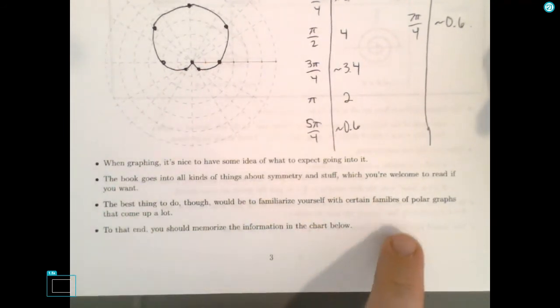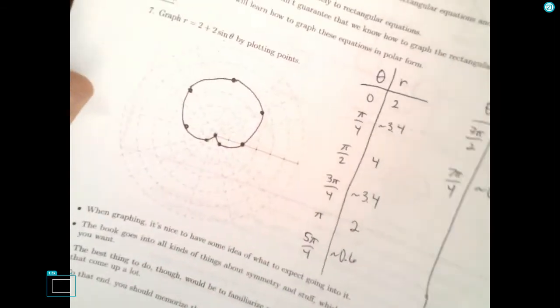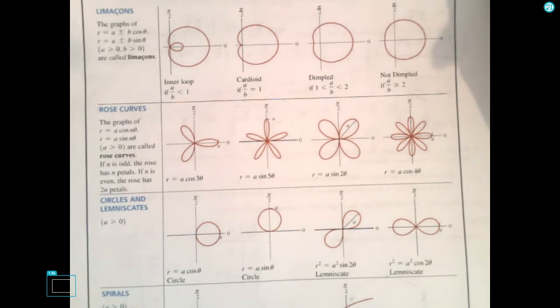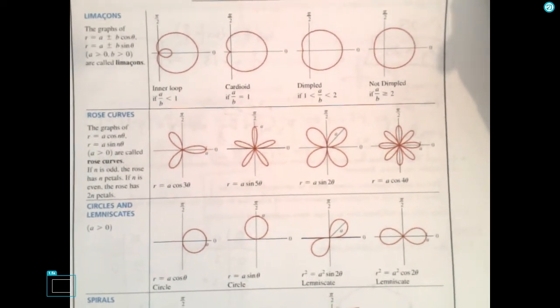But what you should do, as I said, is really familiarize yourself with certain families of graphs. And so I have a chart on the next page that you should try to commit to memory.